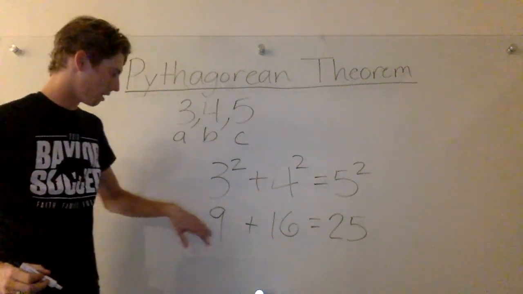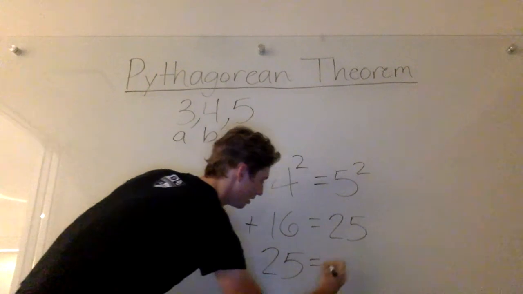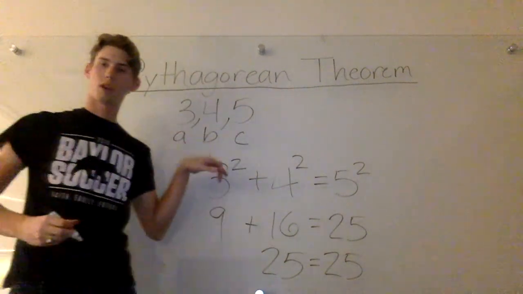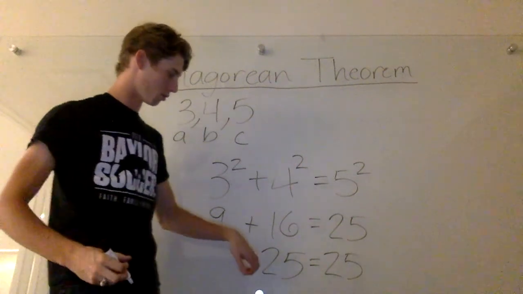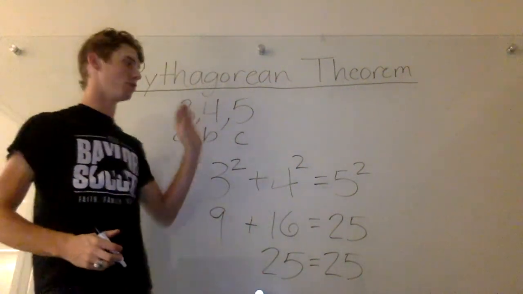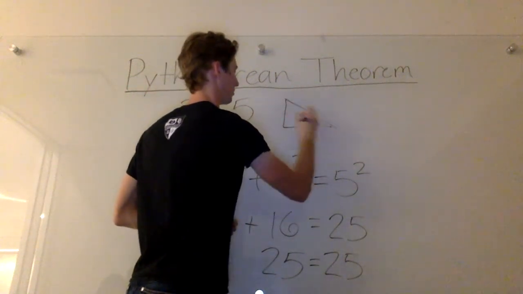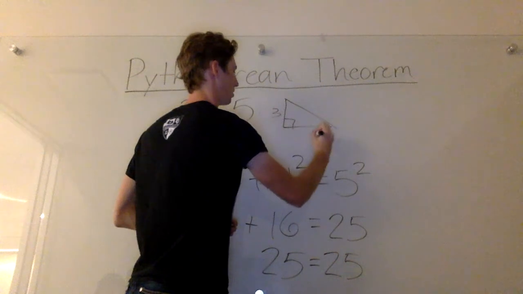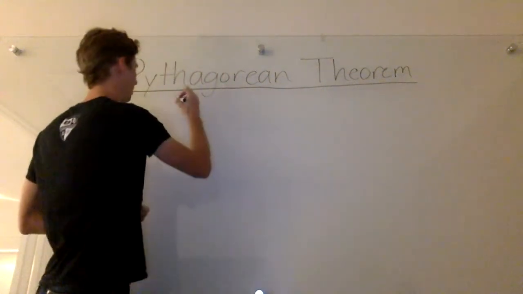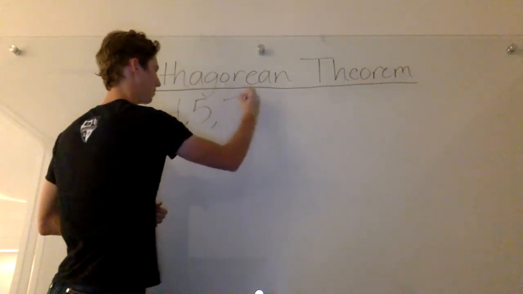And then over here we've got 9 plus 16, which is 25, equals 25. Which means this works. If you end up with a true statement, 25 does equal 25, then you know that 3, 4, and 5 do in fact form a right triangle. Just like that. All right, so let's take a look at another 3 side lengths. We're going to do 4, 5, and 7.